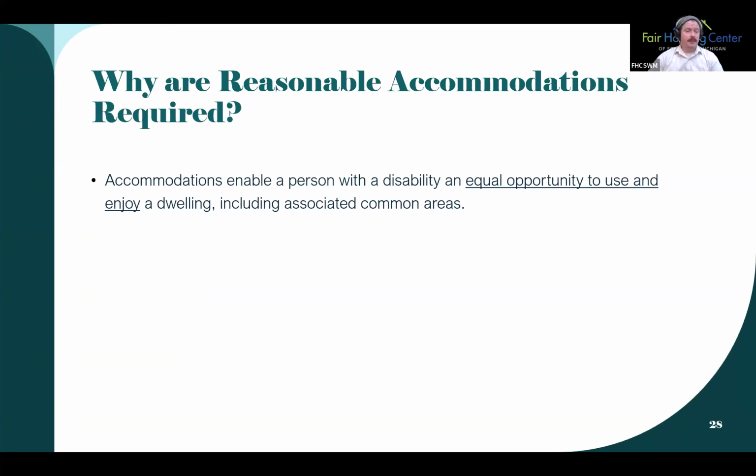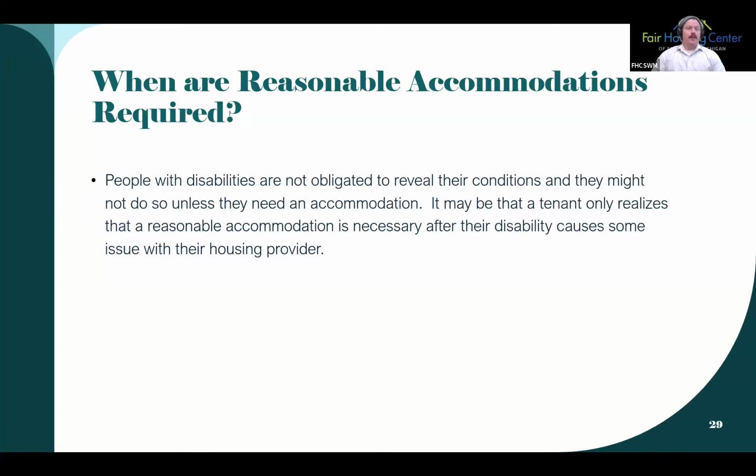Why are reasonable accommodations required? Again, they may be necessary to afford a person with disability equal opportunity to use and enjoy a dwelling and the associated common areas. These common areas include community rooms, swimming pool, laundry room, exercise room, garden. Of course, this is not an exhaustive list. People with disabilities are not obligated to reveal their condition.